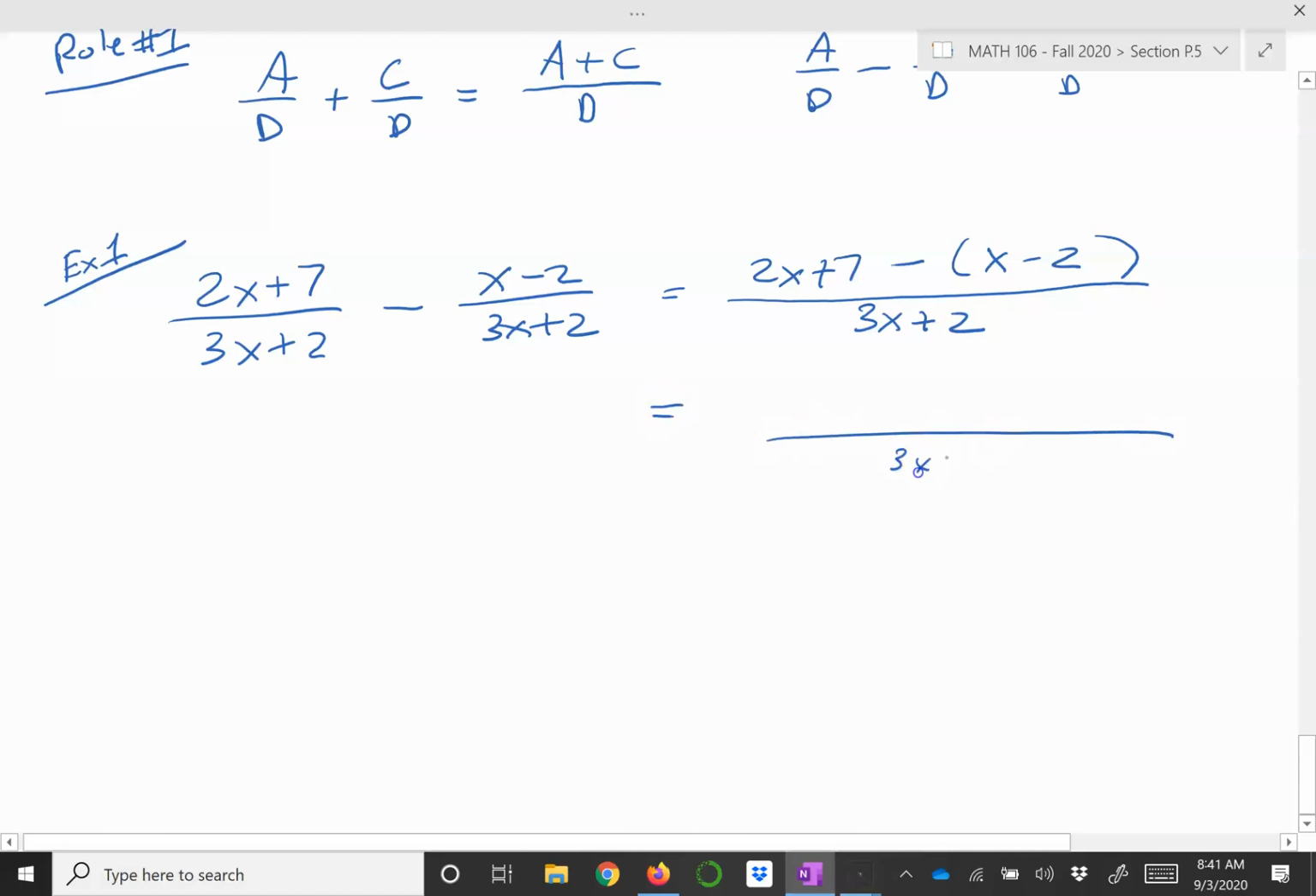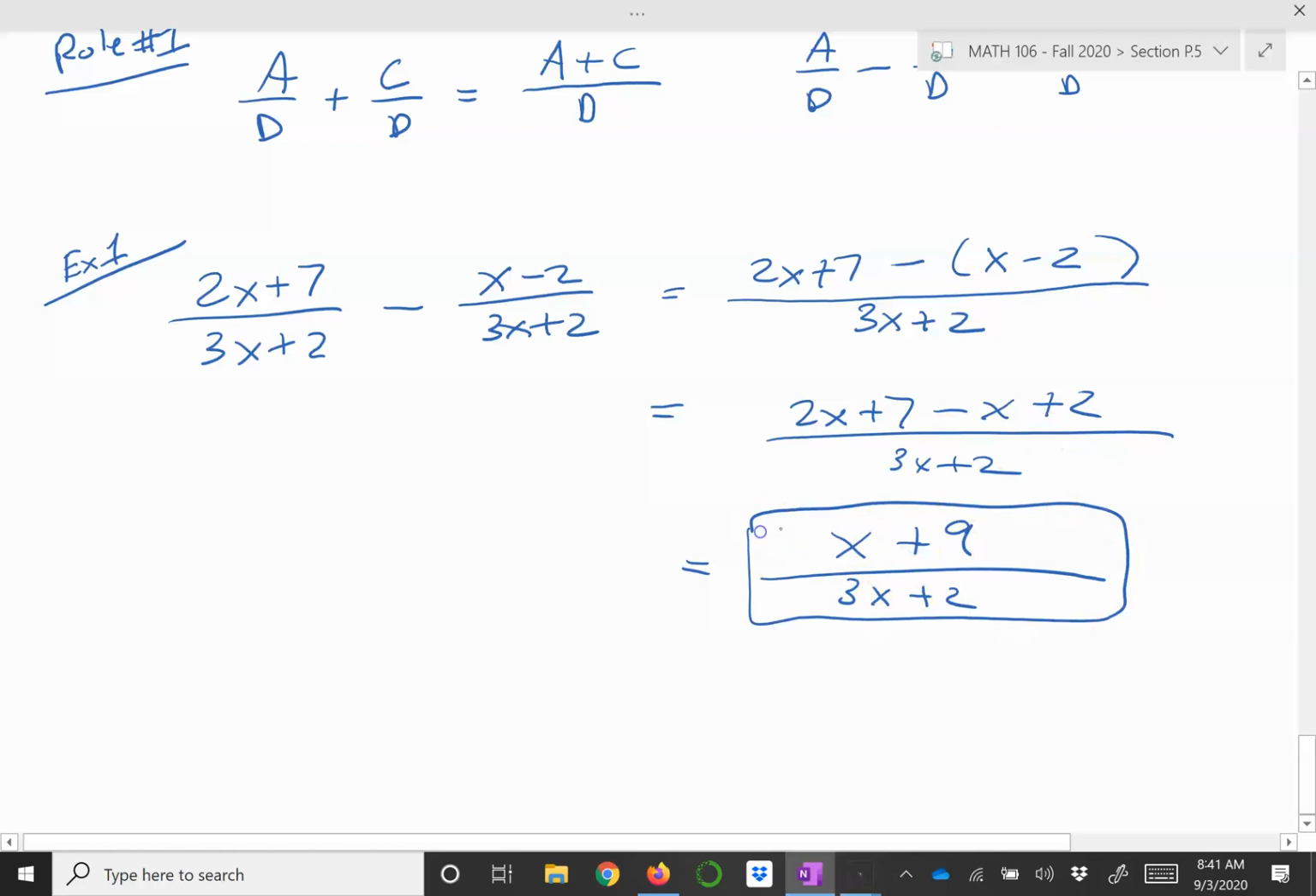So then you have 3x plus 2, and then what do we get up here? 2x plus 7 minus x plus 2. And then we're just simply left with, on the numerator, 2x minus x is going to be x, and then 7 plus 2 is 9. So x plus 9 over 3x plus 2. And then that would be our final answer. So this would be combining, right, rational expressions using addition and subtraction. Okay. Now these will be all pretty, and if we were doing addition, that'd be even easier. You would probably skip this step of having to worry about the parentheses, right? Because you would just be able to add immediately.